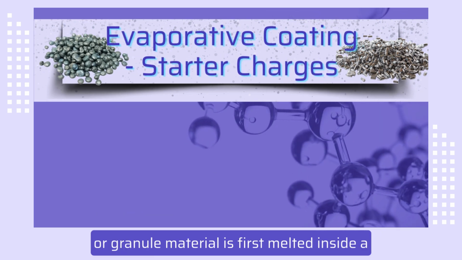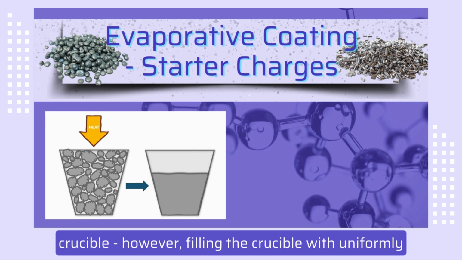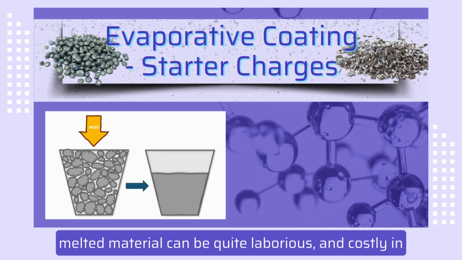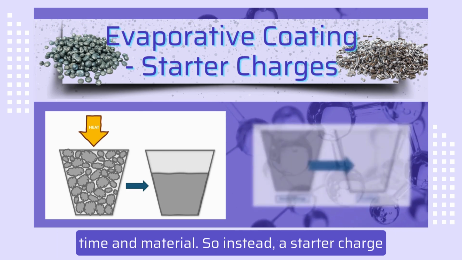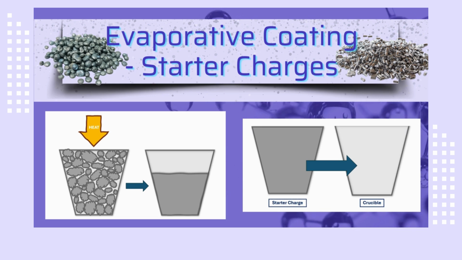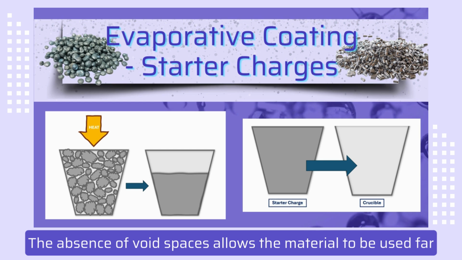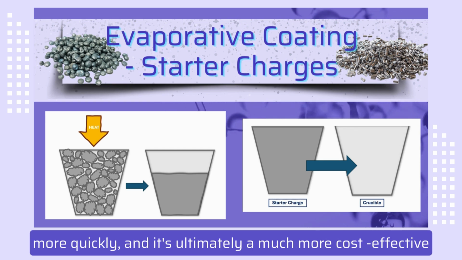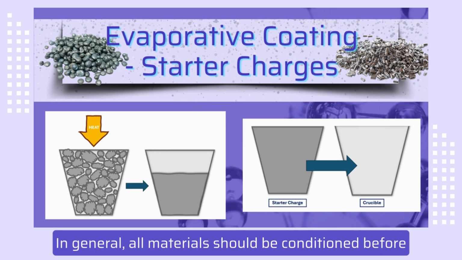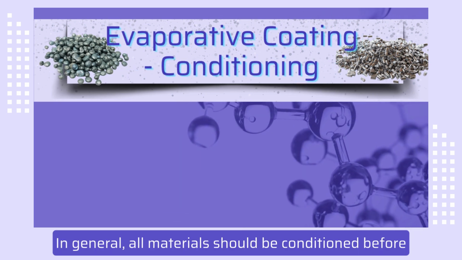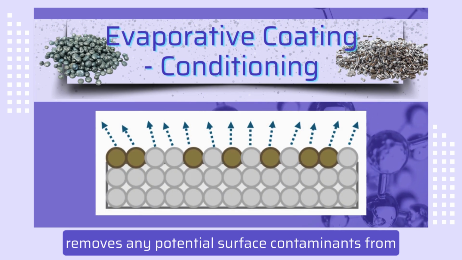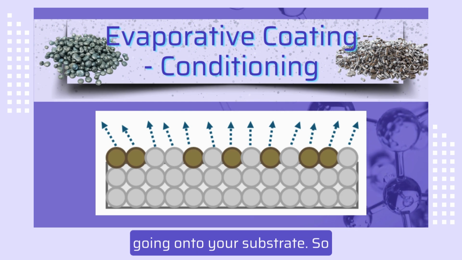Pellet or granule material is first melted inside a crucible. However, filling the crucible with uniformly melted material can be quite laborious, costly in time and material. So instead, a starter charge can be used, which is preformed to the shape of the crucible. The absence of void spaces allows the material to be used far more quickly, and it's ultimately a much more cost-effective solution. In general, all materials should be conditioned before use. Evaporating off the first layer of atoms removes any potential surface contaminants from going onto your substrate.